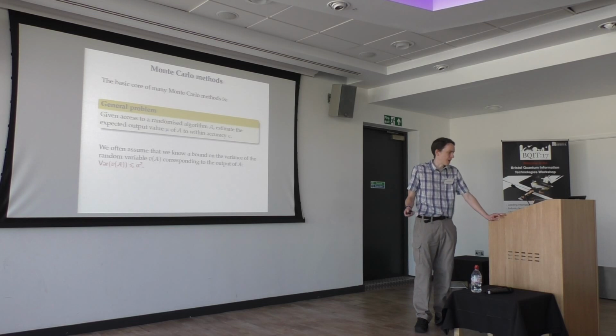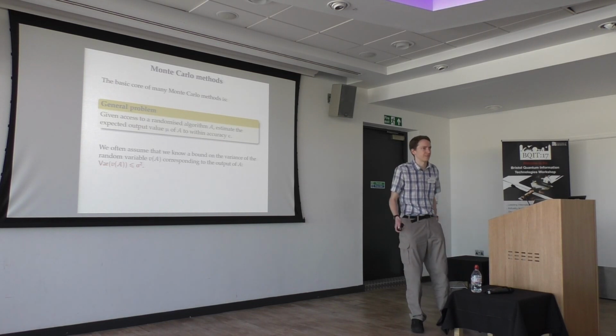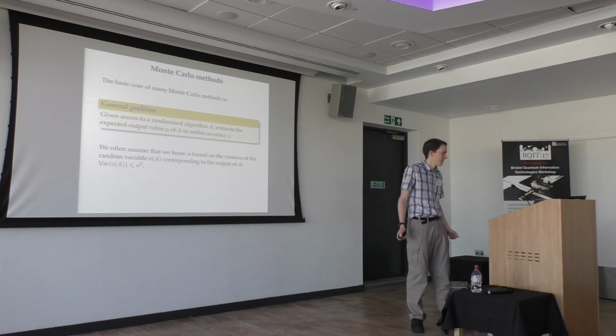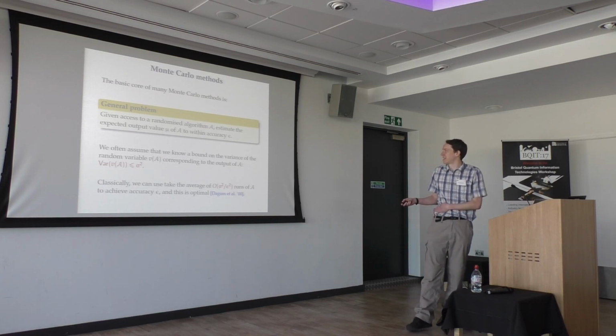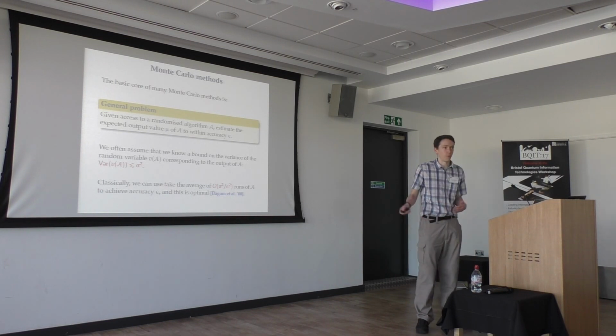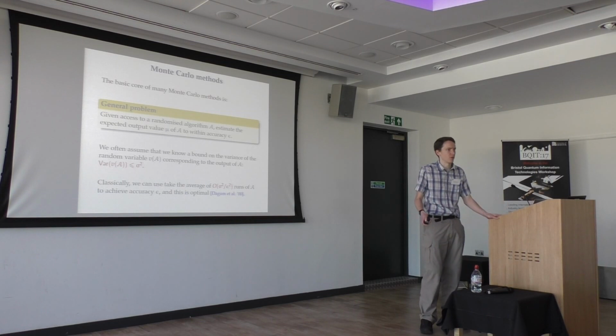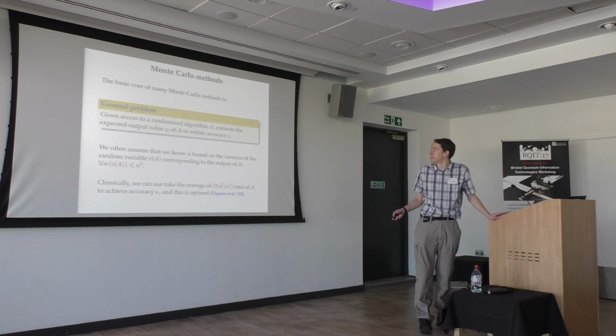Because we imagine we have some randomized algorithm, we want to approximate its average output. And we often assume we know a bound on the variance of this random variable given the output. Say the variance is at most sigma squared. Classically, we do this by just taking the average of some number of runs of the algorithm, and what we need is order sigma squared over epsilon squared, it turns out. That's the number of runs we need to achieve accuracy epsilon.